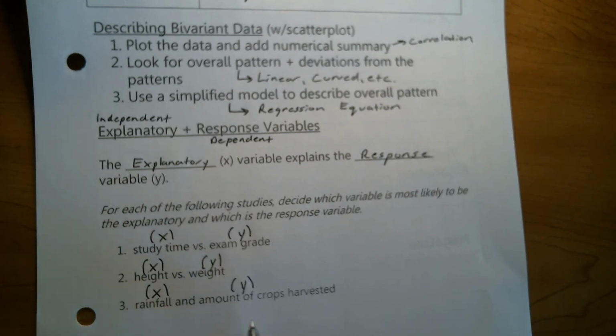Now, it was just coincidence that the X always ended up first here. I could give them to you in any order, and you still have to be able to determine which one's the explanatory, which one's the response. But usually, kids don't have a problem with that. It's usually pretty straightforward.